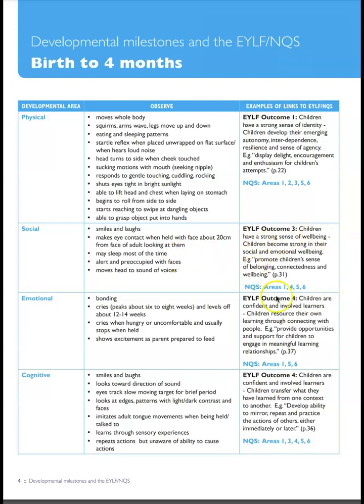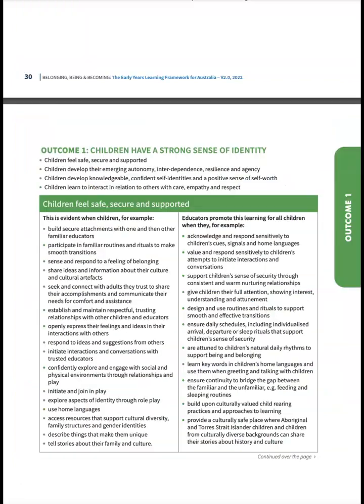And of course it links to outcome 3. Children have a strong sense of wellbeing because they develop their social connections. That's very important. But if you go back to my favorite EYLF 2.0 and outcome 1, you will also find the connections here, how children can feel safe, secure, and supported, and also how children learn to interact in relation with others, even at this young age. So you can see here that they seek and connect with adults whom they trust. Maybe at this stage it's not active seeking, but it is responding to interactions, what they call serve and return in neuroscience.